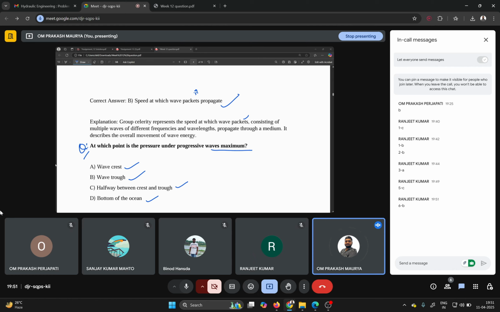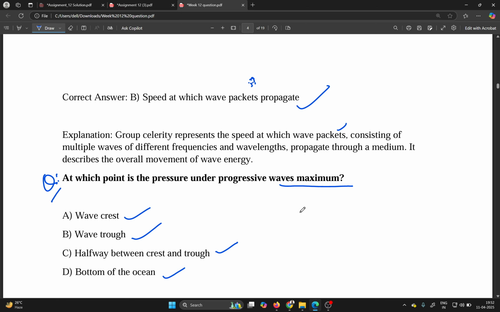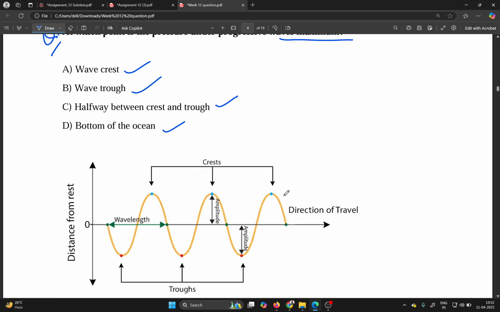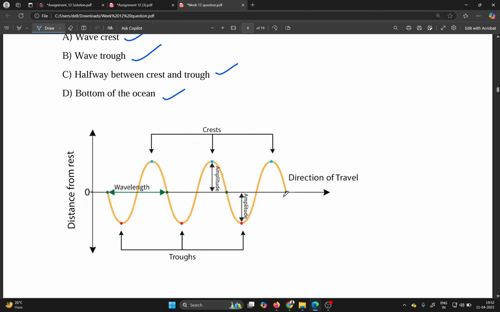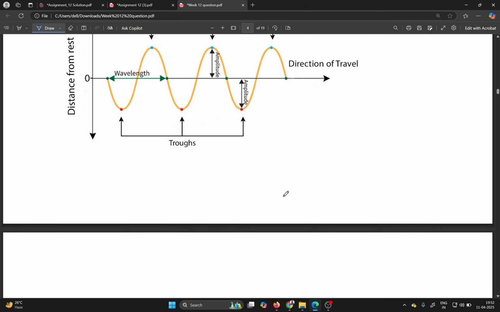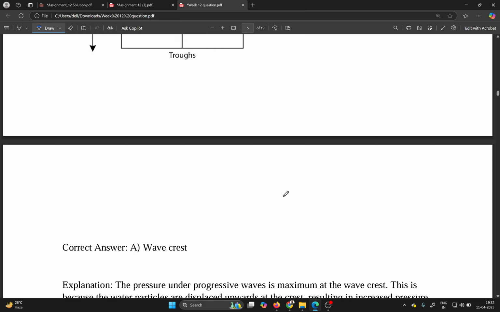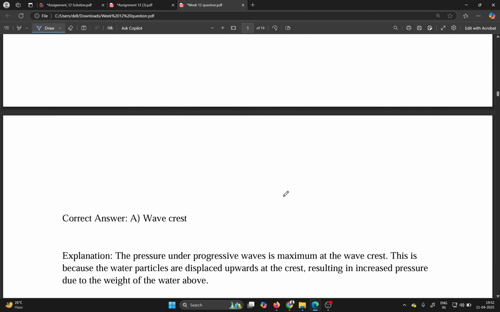6b. You are telling that it is the wave troughs. Okay. Here, what is trough and crest given. So yes, your pressure will be higher at the wave crest. The pressure under progressive wave, we are talking about wave.